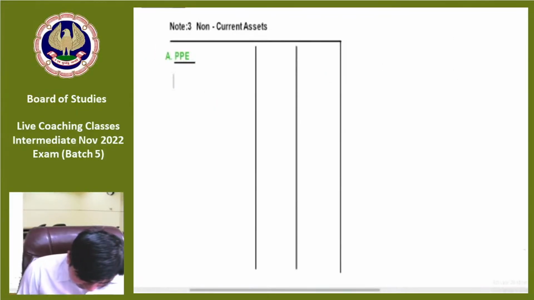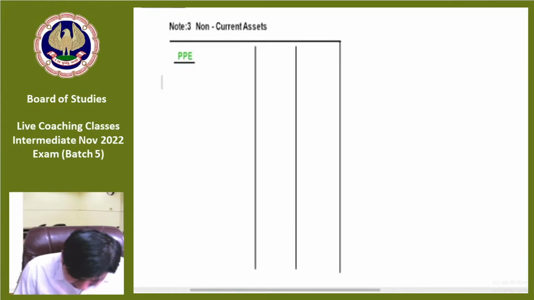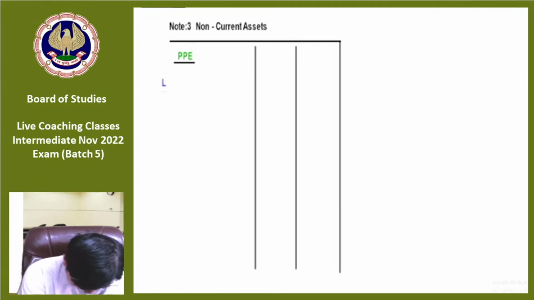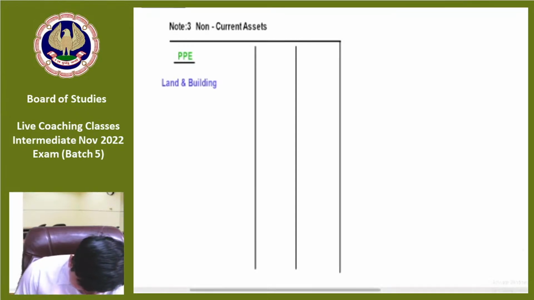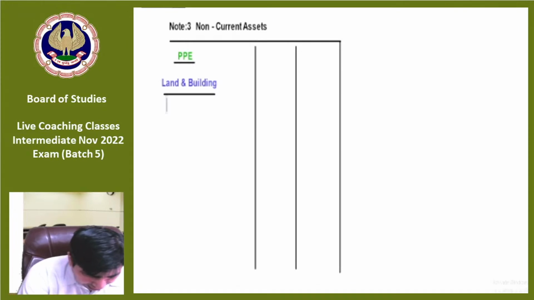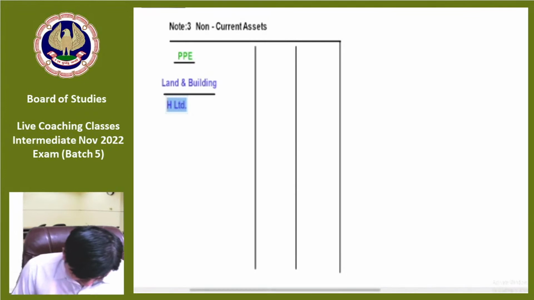First, we have to prepare the land. Wait a minute. This is property, plant and equipment, and only this content is here. Okay, beta. So please give a heading here. That is land and building. Of course, H Limited and S Limited.